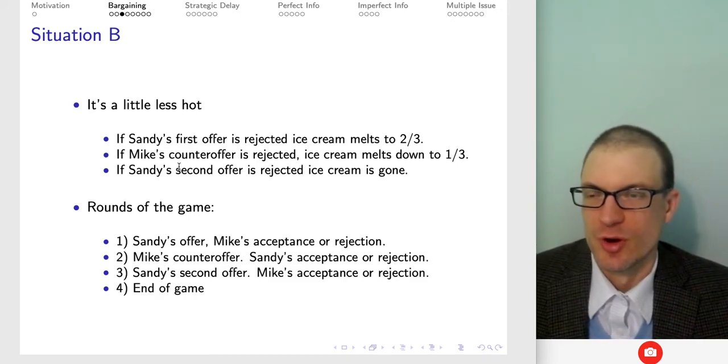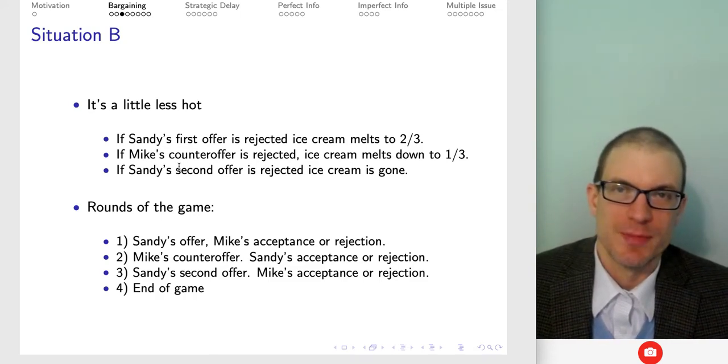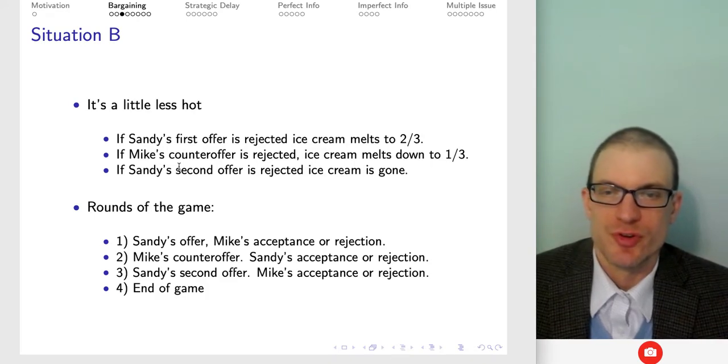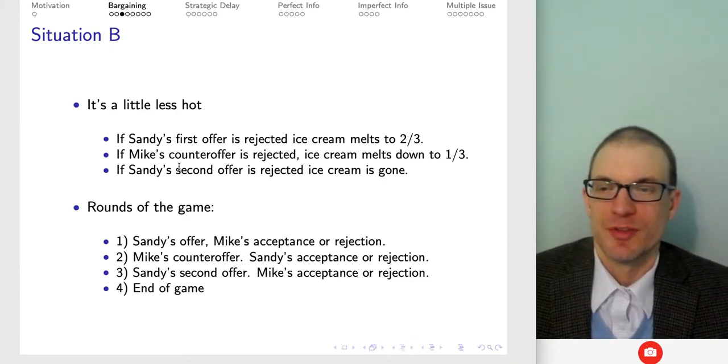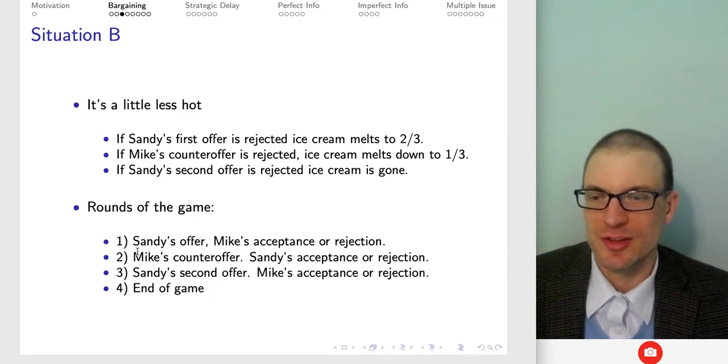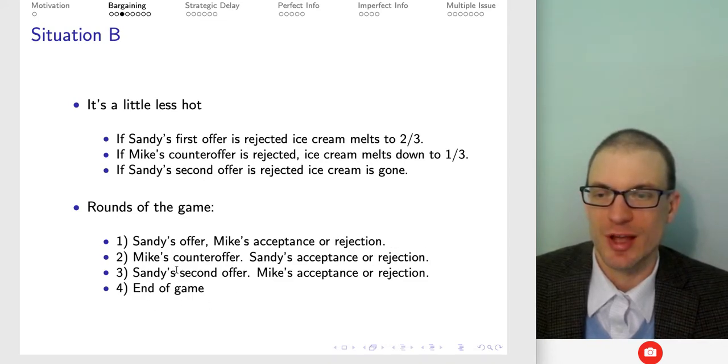All right, so it's a little less hot now, situation B. If Sandy's first offer is rejected, we're assuming the ice cream is going to melt to 2/3. If Mike's counteroffer is rejected, we assume the ice cream is going to melt down to 1/3. And then if the second offer is rejected, the ice cream's gone. The rounds for this game: Sandy's offer, Mike's accept or reject. Mike's counteroffer, Sandy's accept or reject. Sandy's second offer, Mike's accept or reject. And then ultimately the end of the game.